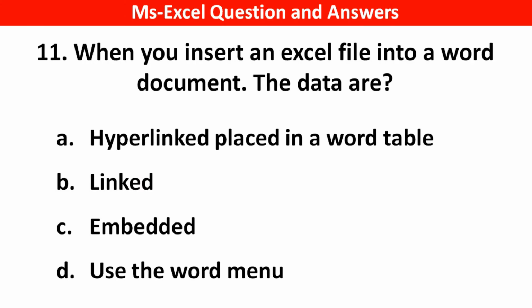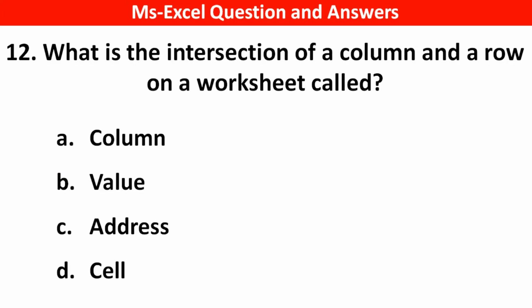Next question, when you insert an Excel file into a Word document, the data are. Right answer is options B, linked. Next question, what is the intersections of a columns and a row on a worksheet called? Right answer is options D, cell.